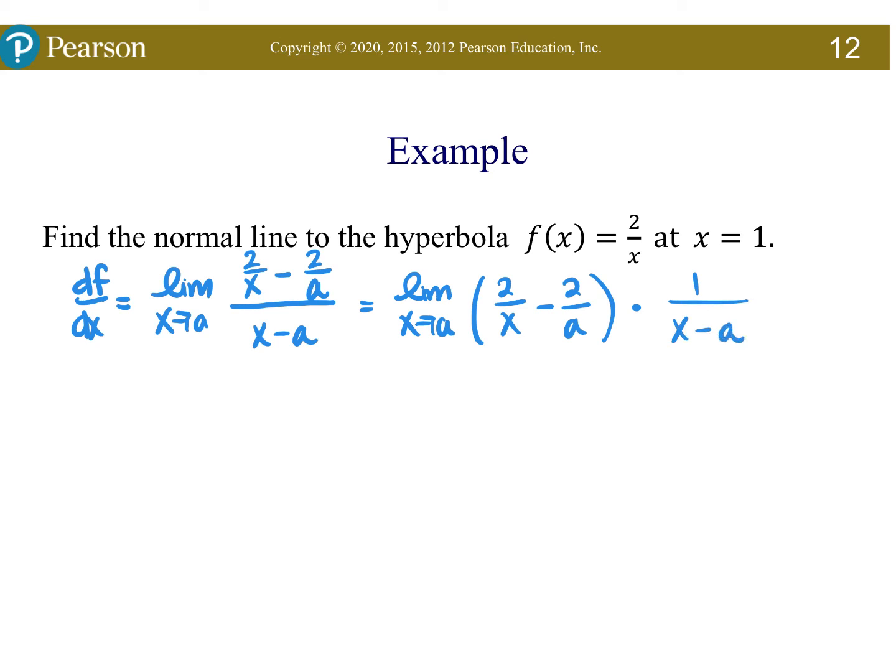I didn't change anything, I just moved it from a division problem to a multiplication problem. Let's focus on this part. What's needed to subtract two things? A common denominator. How do I get a common denominator? What do I have to multiply the 2 over x by? a on the top, a on the bottom. What do I have to multiply the 2 over a by? x on the top, x on the bottom.